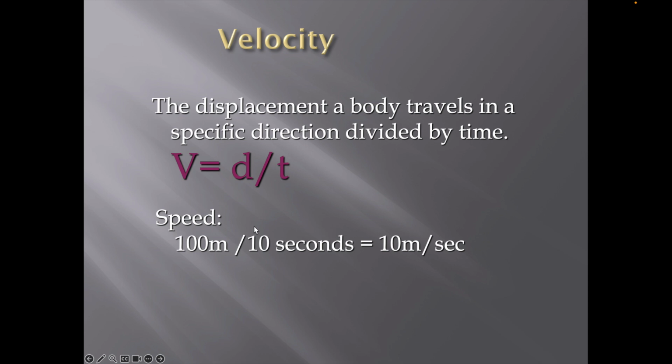So for example here, okay, if I wanted to find the velocity of someone in a sprint there, sprinting 100 meters in 10 seconds, I would take the displacement of 100 meters and divide that by the amount of time it took to travel 100 meters. So 100 divided by 10 equals 10 meters per second. So 10 meters per second would be that person's average velocity for this given activity.